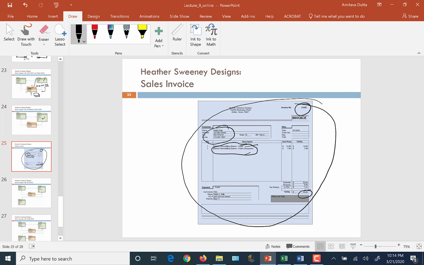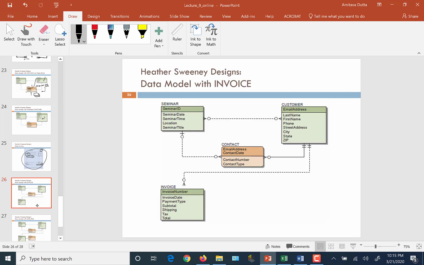Okay, so at the back of my mind, I know that I probably will need to have at least an entity called invoice, and perhaps another entity called products. So keeping this in mind, let's try to refine the diagram further. You can see that this top piece is what we had so far. Now we are adding to it.